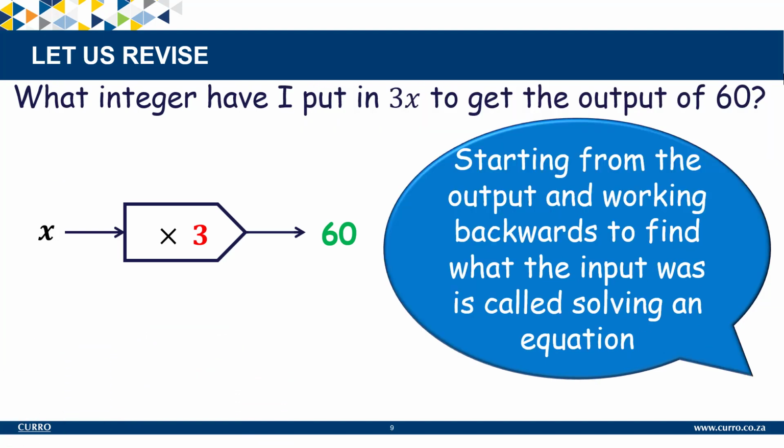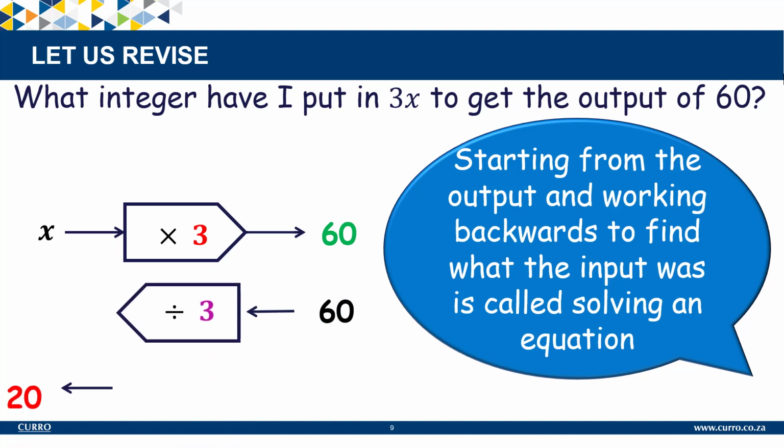So starting from the output and working backwards to find what the input was is called solving an equation using a flow diagram. So 60 divided by 3 is 20.